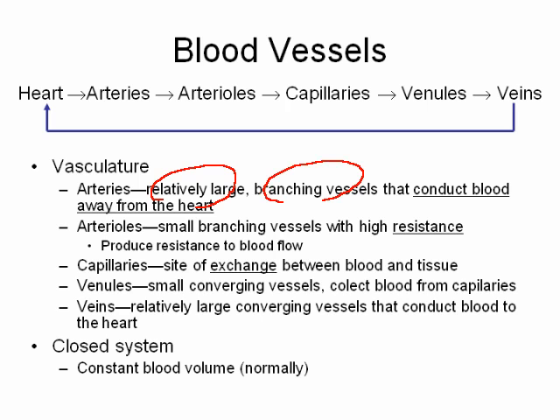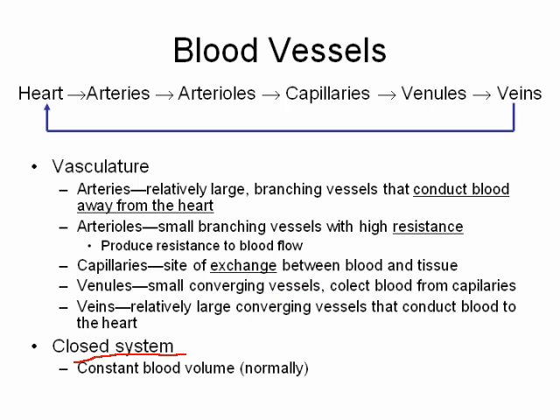Arteries are relatively large and have many branches. Their main function is to conduct blood away from the heart. The arterioles are small branching vessels, and they have high resistance, so that they actually produce the resistance to blood flow. This gets important when we talk about blood pressure. Capillaries are the site of exchange between the blood and the tissue. The venules are small converging vessels. They collect the blood from the capillaries and return it back to the veins, which then also converge and conduct the blood back to the heart.